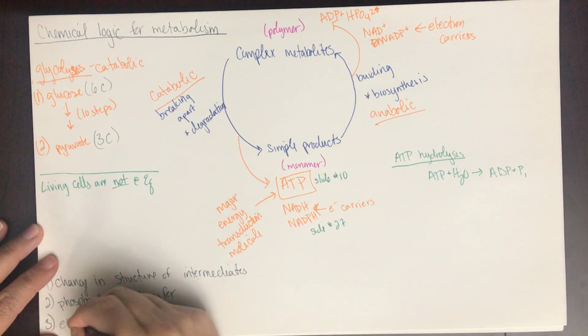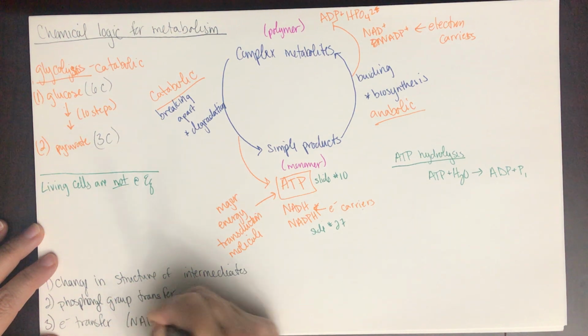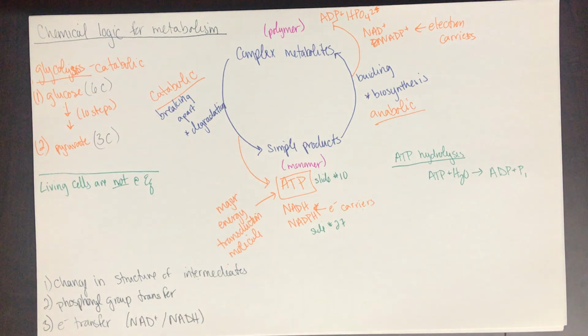Also pay attention to electron transfer with these electron carriers, so NAD plus or NADH. We won't do many examples with NADP or NADPH. Those are usually used more in anabolic processes, and most of the processes that we'll talk about in this quarter are going to be catabolic.